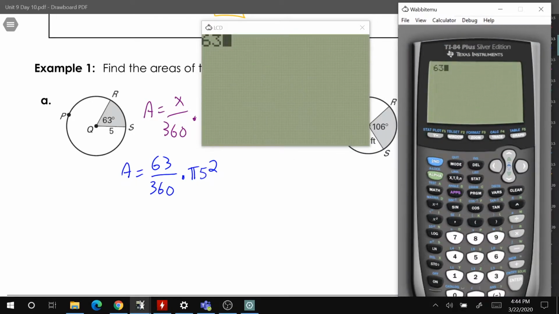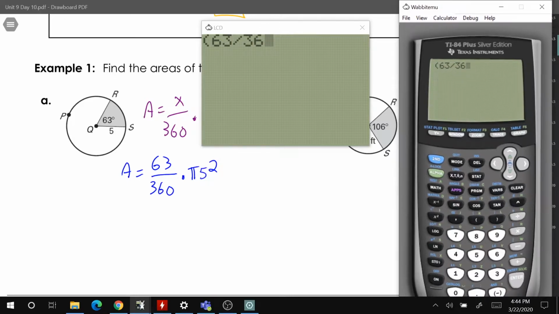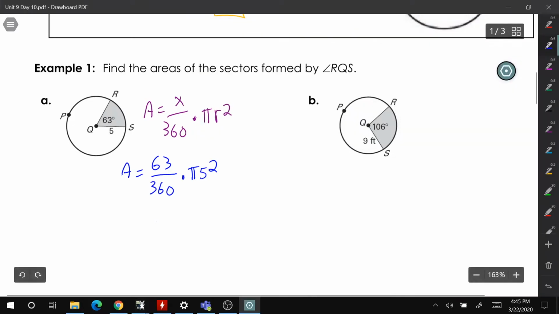We're going to type all that into the calculator. So 63 divided by, parentheses, 63 divided by 360, times pi times 5 squared. And that gives us 13.74. So the area equals 13.74.